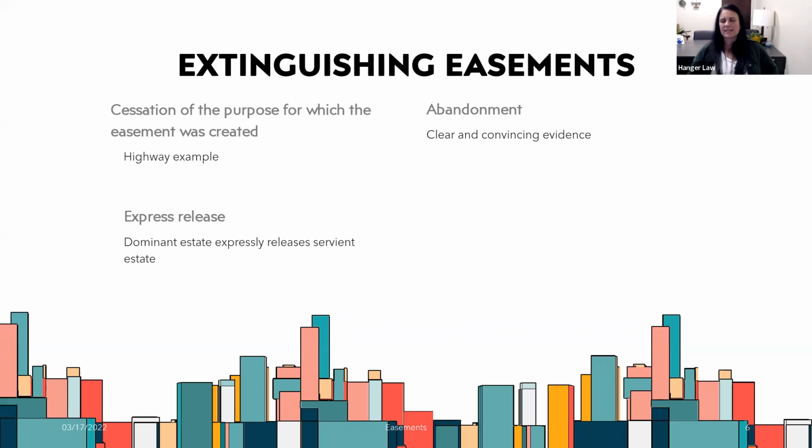You might also see a writing from a dominant estate telling the servient estate, I'm moving out of the country and I'm never going to return. So that's an intent to abandon along with non-use, just no use of the property. Again, those are more by circumstances surrounding the situation.